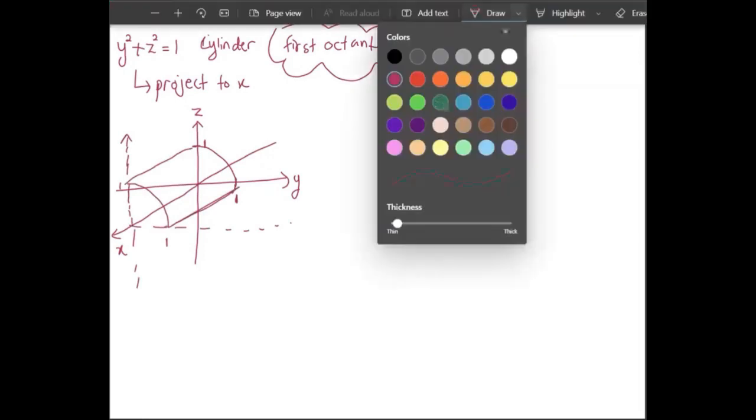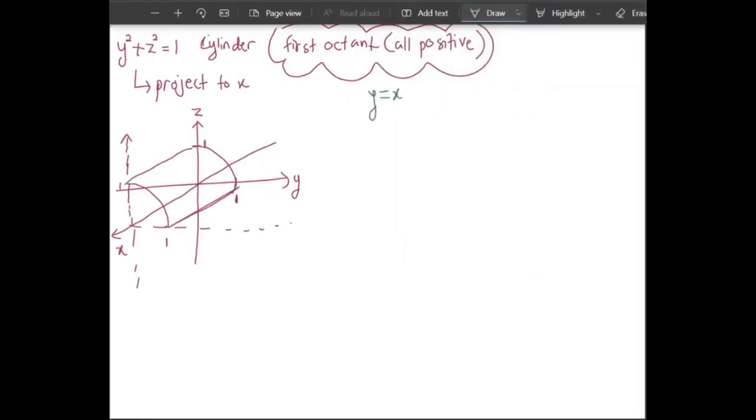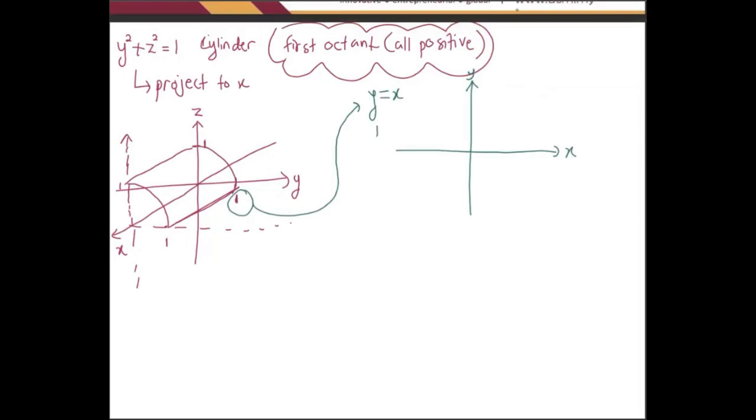Then we have y equal to x. Let us see how to sketch y equal to x. So this is y and then x. We know that when y equal to 1, we get x equal to 1. So we get here, and this is y equal to x, a straight line. And the first octant is all positive.